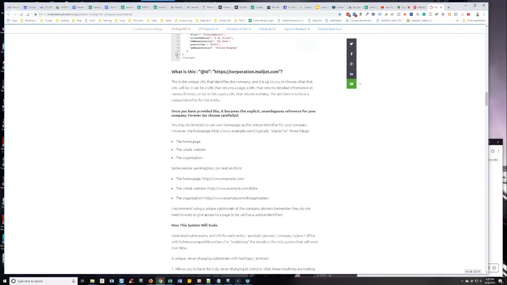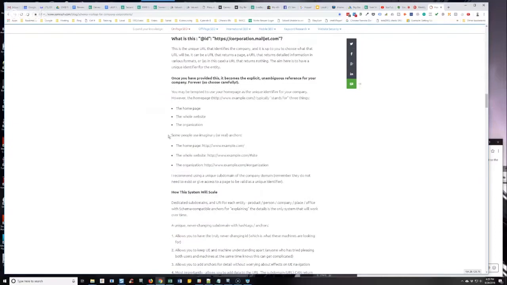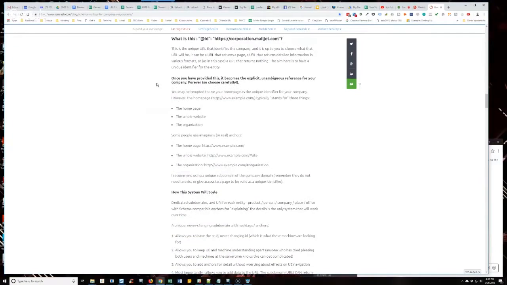But when I came across this article, I read through it. I'm not going to read through it here, guys, but it talks about the ad ID page or reference basically being like somewhere to point Google to say, okay, this is where you can confirm all the information about our brand or about a company. And so essentially an ad ID page becomes like a point of reference for the entity.